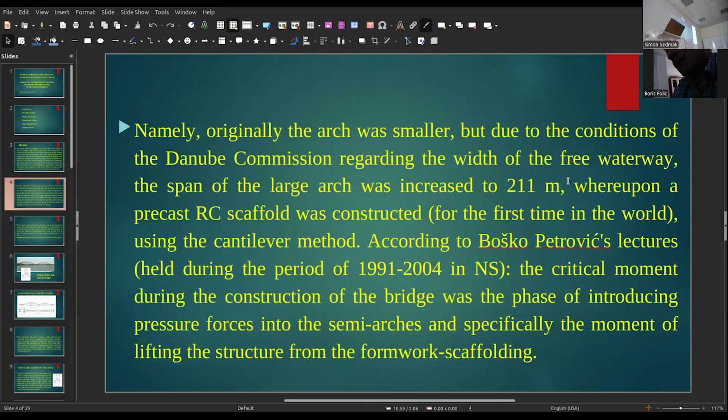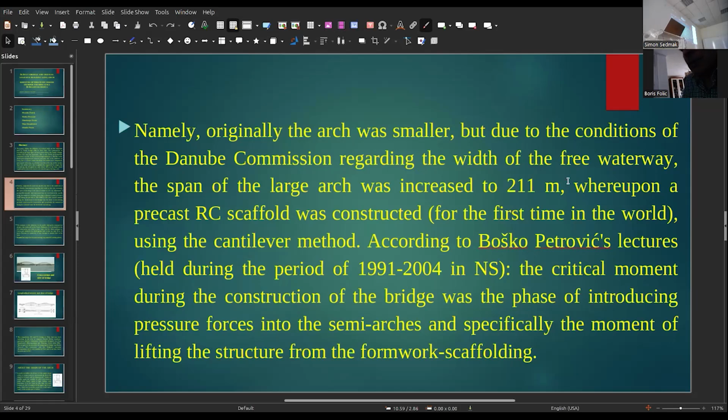Namely, originally the arch was smaller, but due to the condition of the Danube Commission regarding the free waterway, the span of the large arch was increased to 111 meters, whereupon a precast RC scaffolding was constructed for the first time in the world, using the cantilever method, according to Boško Petrović's lectures held during the period 1991 to 2004 in Novi Sad.